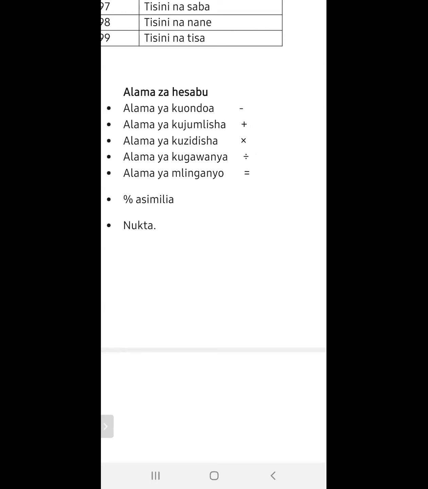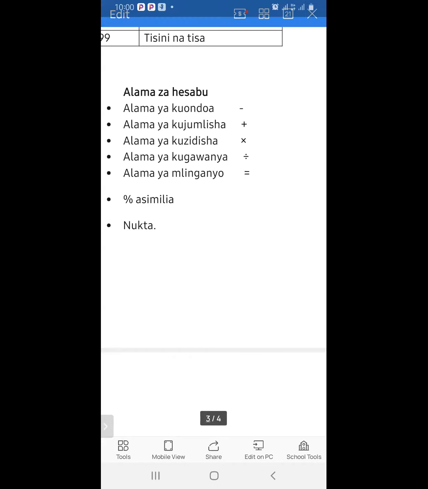Then alama ya kugawanya is the division sign. Then alama ya mlinganyo is the equals sign. Then asilimia is the percentage sign, like 100%. Then nukta means the decimal point, like 1.1 is moja nukta moja. Have you understood? Majorine, is that clear?